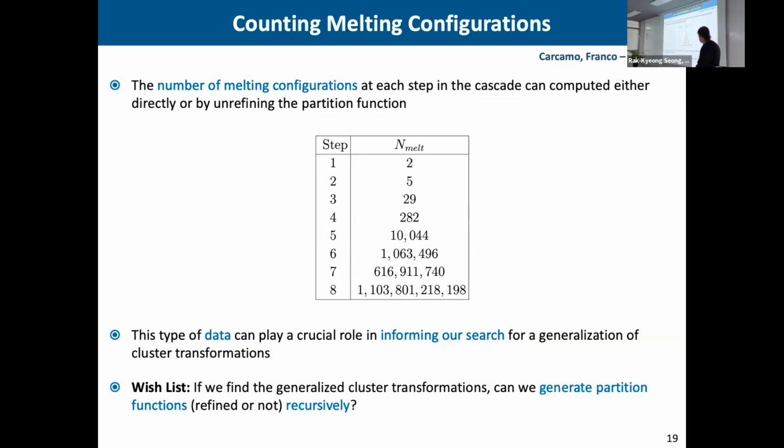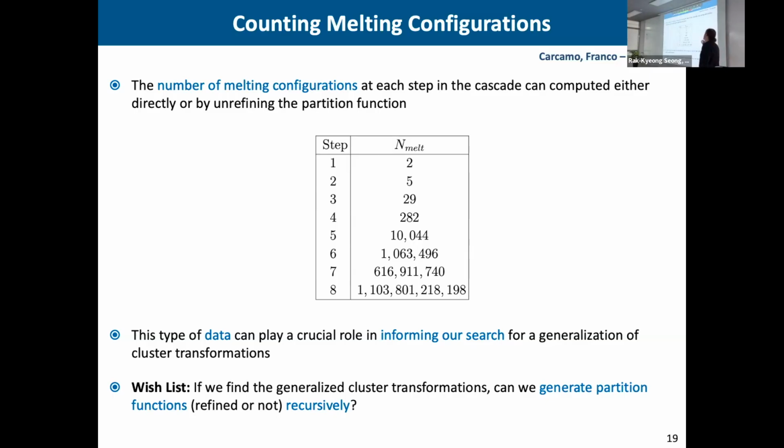So this type of data, for me, plays an important role in informing our search for the generalization of the cluster transformation. So what is the wish list? The wish list is, can we find the generalized cluster transformations that can generate these partition functions recursively? This is what we did for Calabi-Yau threefolds, and we reproduced some nice results for people like Benjamin Young that are combinatorists. You don't have to actually do these things. You might be able to generate them recursively.